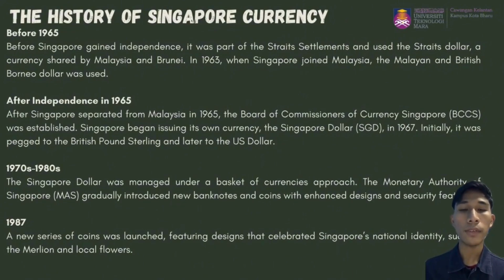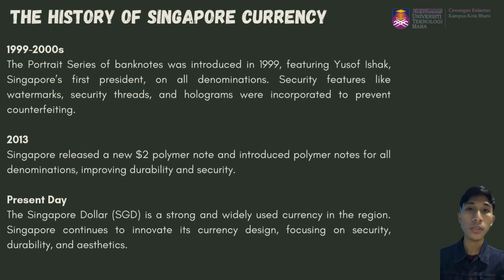In 1987, a new series of coins was released. These coins feature designs that celebrate Singapore's identity, like the Merlion and local flowers. In 1999 to 2000, Singapore released a new series of banknotes called the Portrait Series. They show Yusof Ishak, Singapore's first president, and had new security features to prevent forgery. In 2013, Singapore introduced a new $2 polymer note and switched to polymer for all notes. These notes are stronger and more secure.